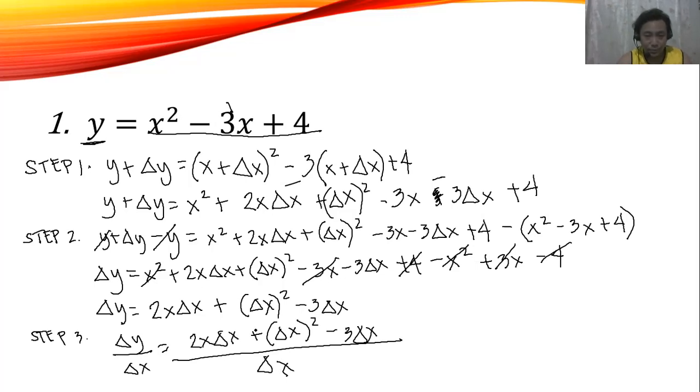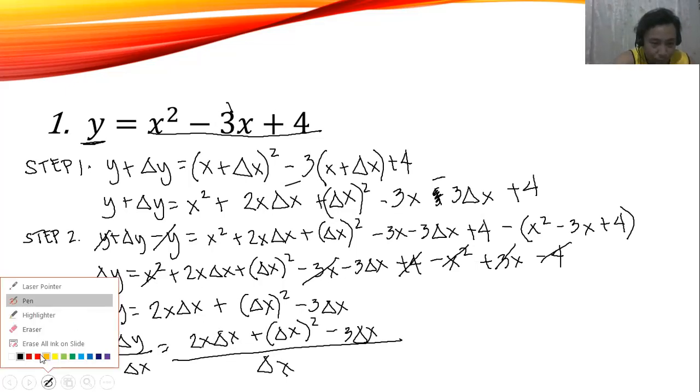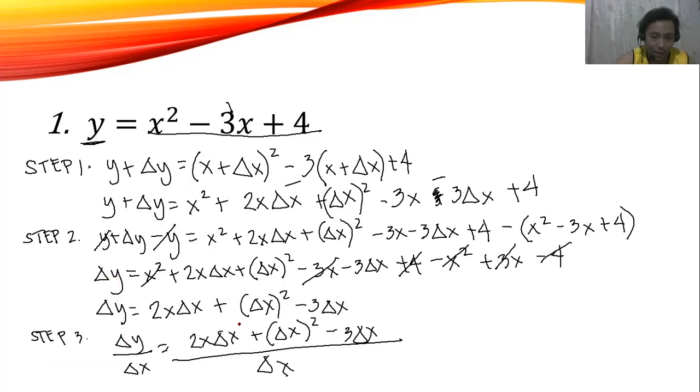So as you can see, all the terms dito ay meron tayong makikitang delta x. So lagyan natin ng circle para makita ninyo. So we have delta x, we have another delta x, and then we have another delta x. So yung mga delta x na yan, we are going to factor it out para divide natin. So let's see. Let's continue. Step 3 pa rin to.